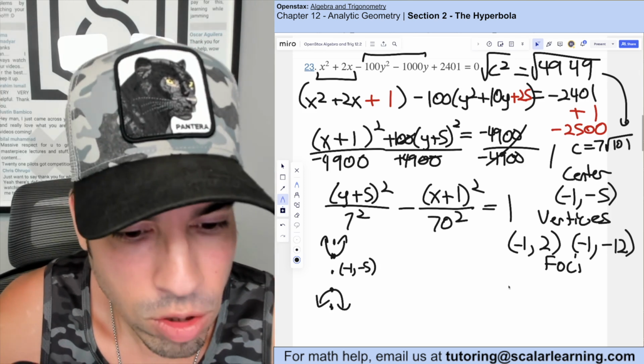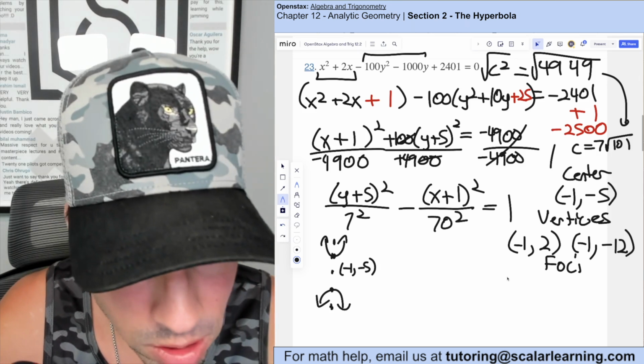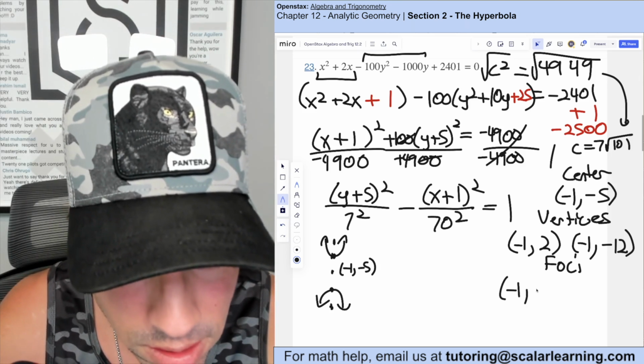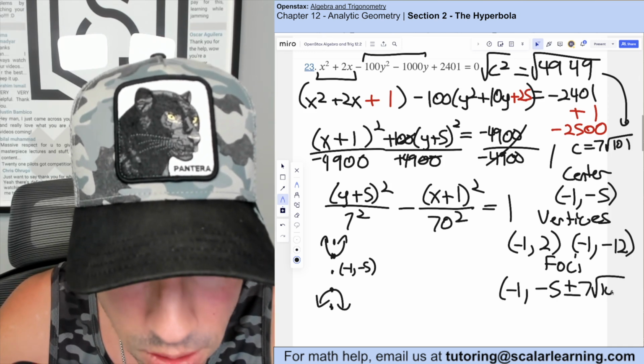Okay. And so then the foci are again going to add to the y value of the center, just like we did for the vertices. So it's going to be -1 stays as is, and then it's -5 plus or minus that 7 rad 101.